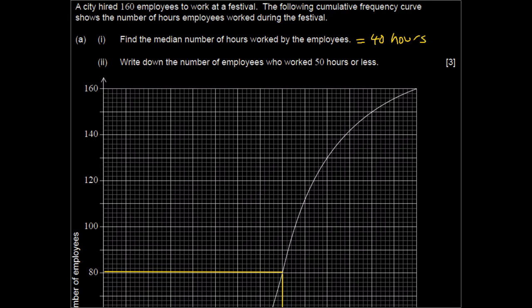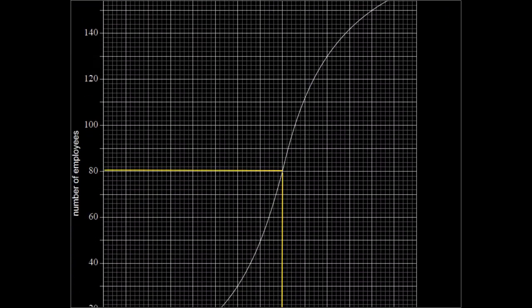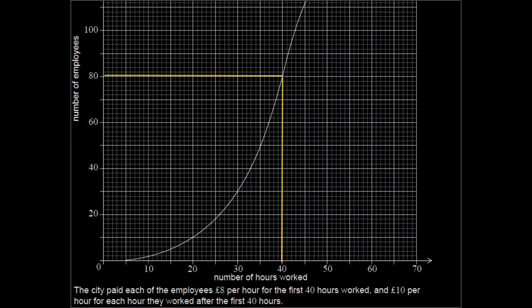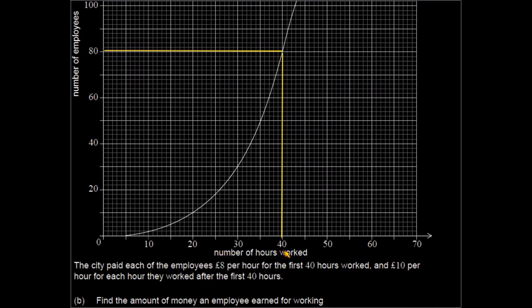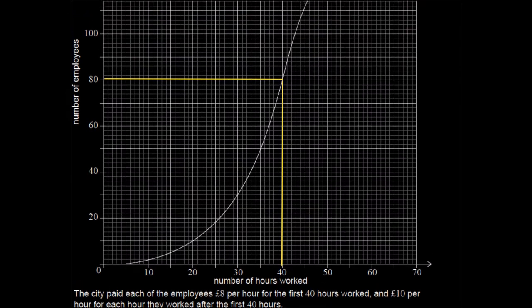Alright, next it says write down the number of employees who worked 50 hours or less. So in this one we would use the same idea but work backwards. Here we've got the number of hours worked, so we'd find 50 because that's what we're talking about, and then we'd track along the 50 line until we hit the curve.